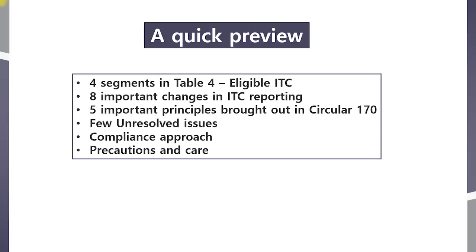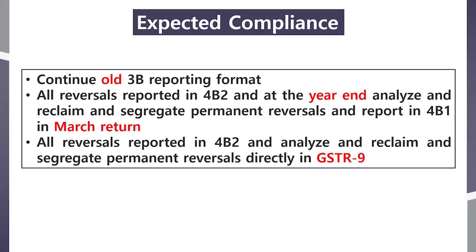Now, if we look at what the 3B filed up to August was, it was much, much simpler. Even in such a simple 3B, people have committed errors in various manners. Multiple kinds of errors have occurred. And imagine, with so much complexity, the errors are only going to increase. Now, what might taxpayers resort to? Either owing to lack of awareness or otherwise, few people may prefer continuing the old 3B reporting format.